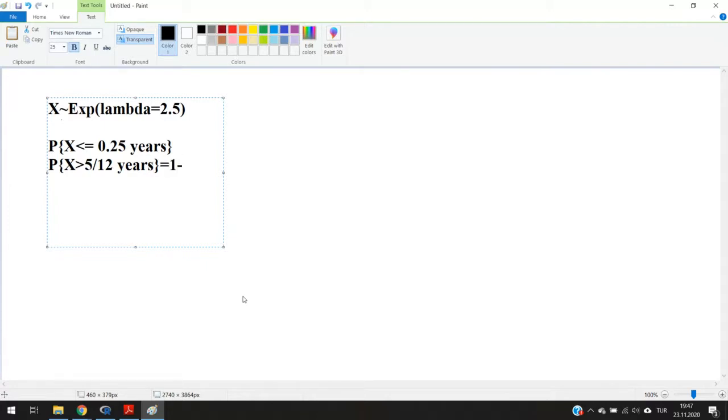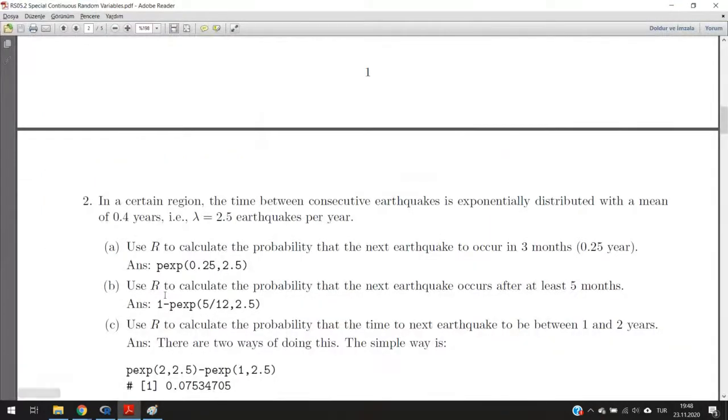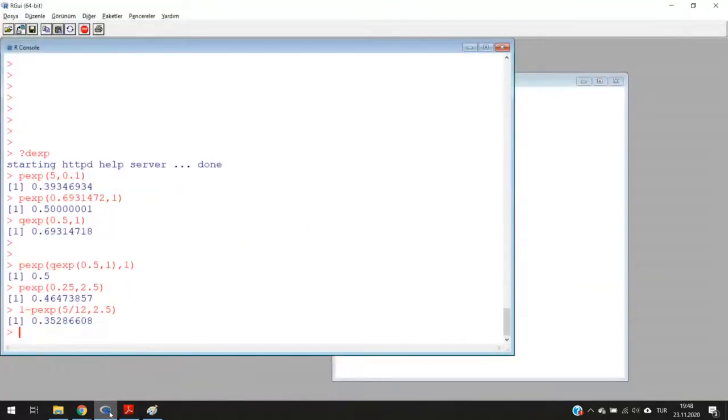Therefore, we need to calculate this as 1 minus the probability of x to be less than or equal to 5 over 12. Or you can simply write less than everywhere because it does not matter for a continuous random variable. Equalities do not mean anything. Only inequalities are important for continuous random variables. So we are going to answer this question again with the function 1 minus pexp at 5 over 12 with rate parameter 2.5. And the answer would be 0.3528. Okay.